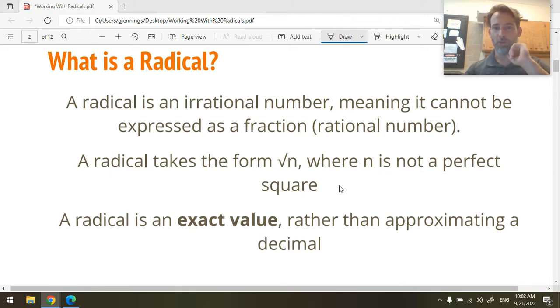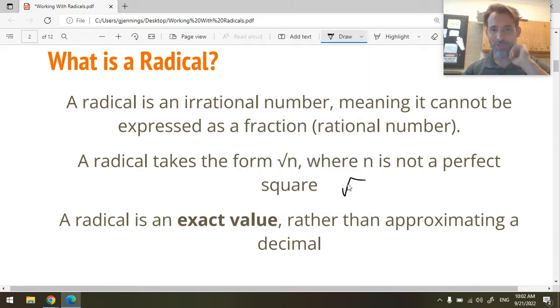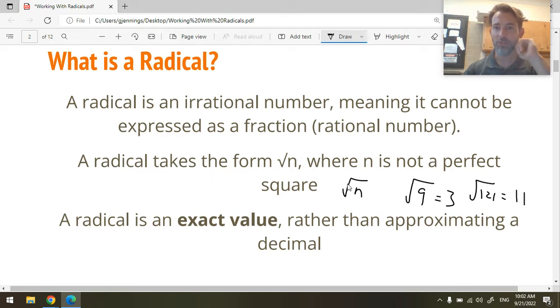Radicals are written as like the square root of n, okay? Where n's not a perfect square. If we had a perfect square there, like the square root of 9, we know that's 3, or the square root of 121, we know that's 11. So those are integers. They're not really radicals. They simplify to integers. But when they don't simplify to integers, we got weird numbers here.